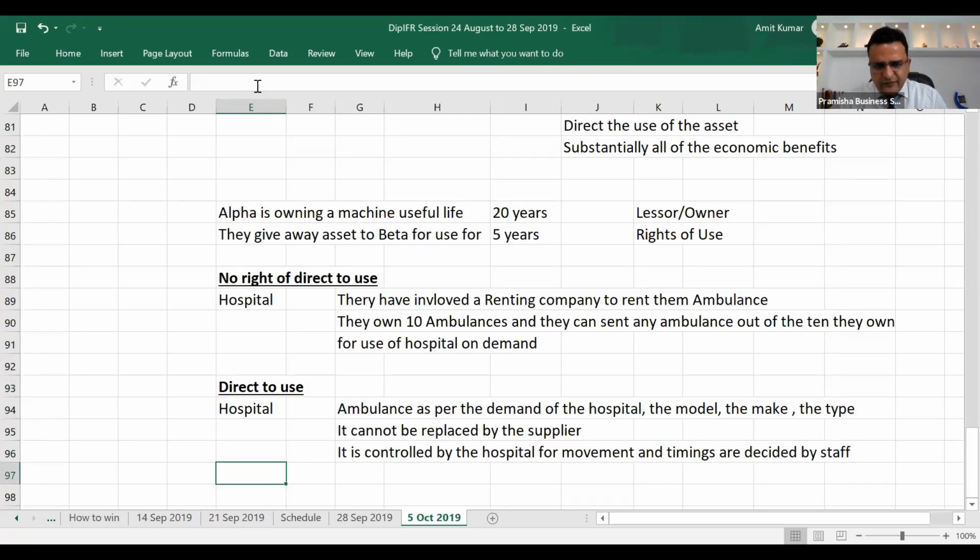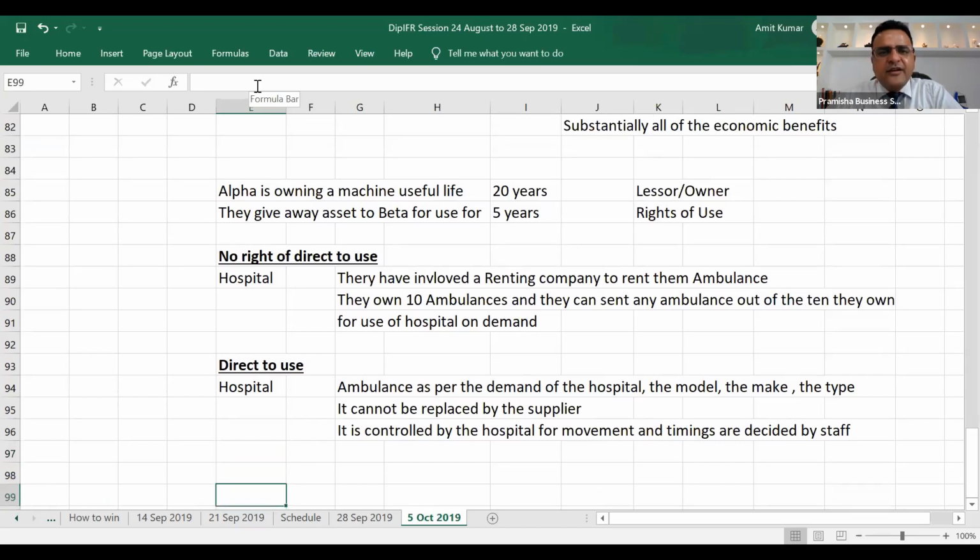So when deciding whether this is meeting the criteria of right of use or not, we need to see who is controlling the asset, whether substantially all of the economic benefits are being received by the party which is owning this right of use asset, and whether they have the right to direct the use. If it is still with the supplier, then it will not be considered a lease. It will not be considered a right of use asset. Clear?